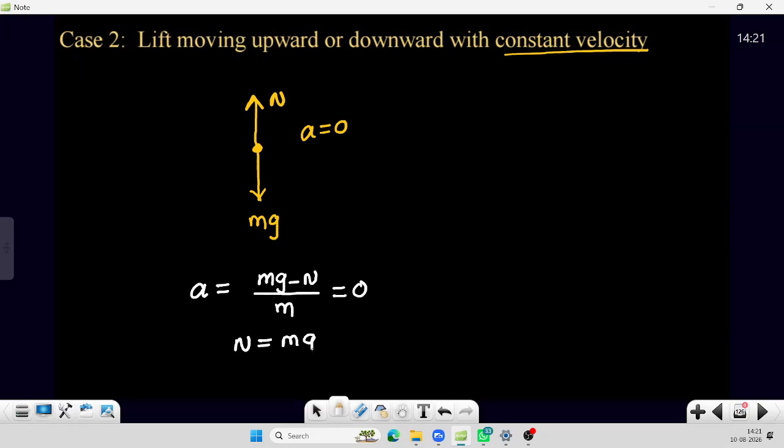That is mg. This is only the apparent weight. In this case, how much is the apparent weight of the body? In this case, apparent weight is equal to true weight. The true weight of a body is mg only. Okay.